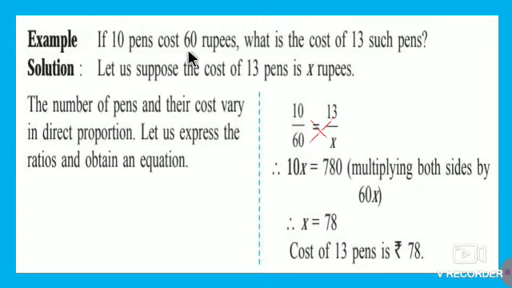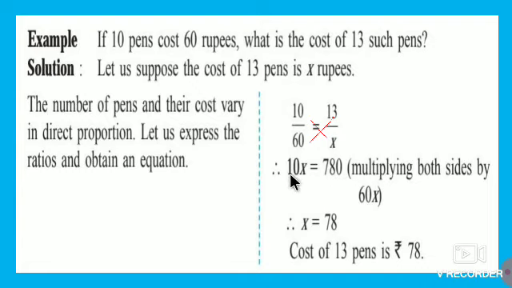Number of pens upon the amount paid for it, 60. 10 upon 60 is equal to number of pens, 13, upon x. You can use here the both sides equating method that we have learnt, multiplying both sides by 60x, or you can cross multiply: 10 into x, 60 into 13. X will be 10x, and 60 into 13 is equal to 780.